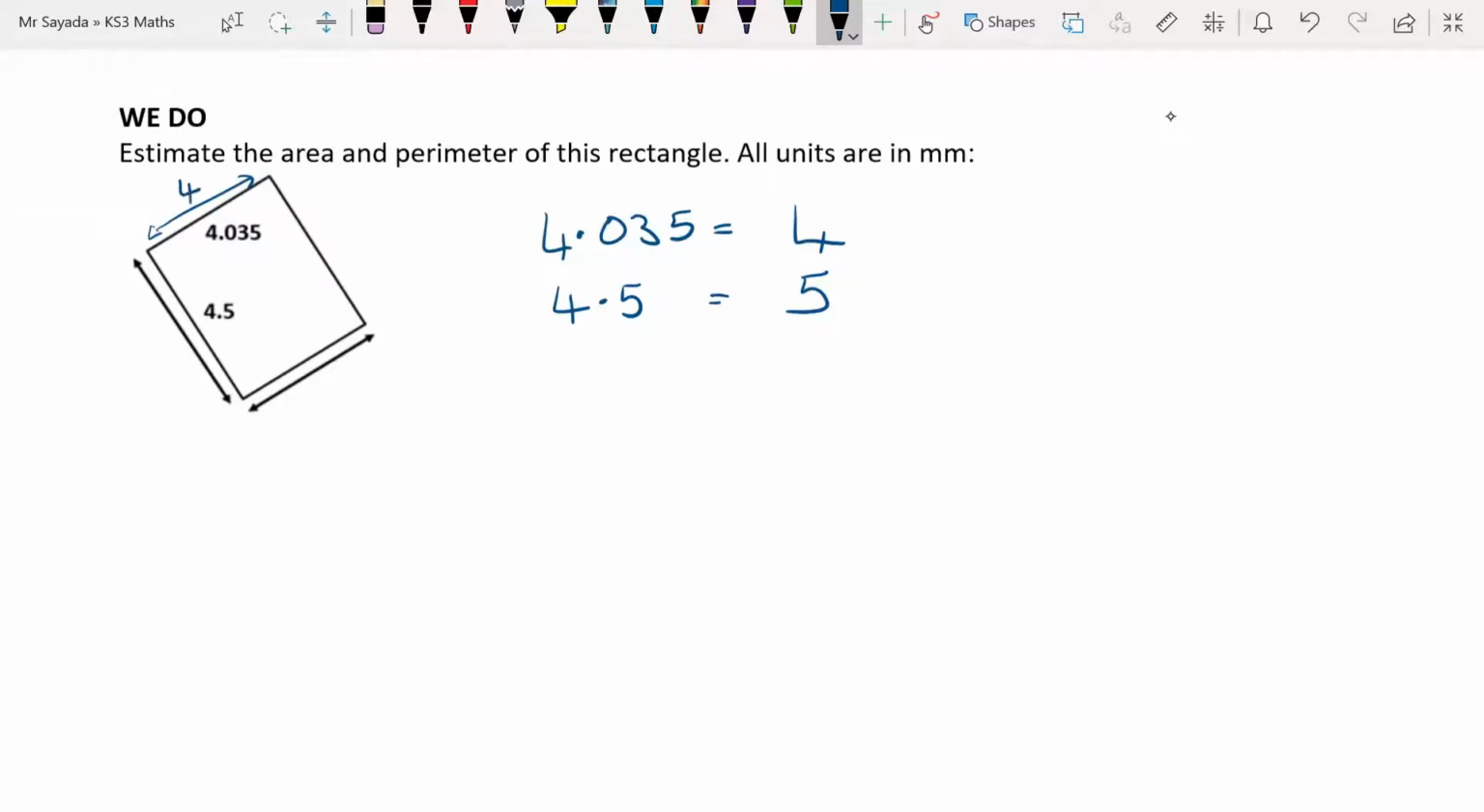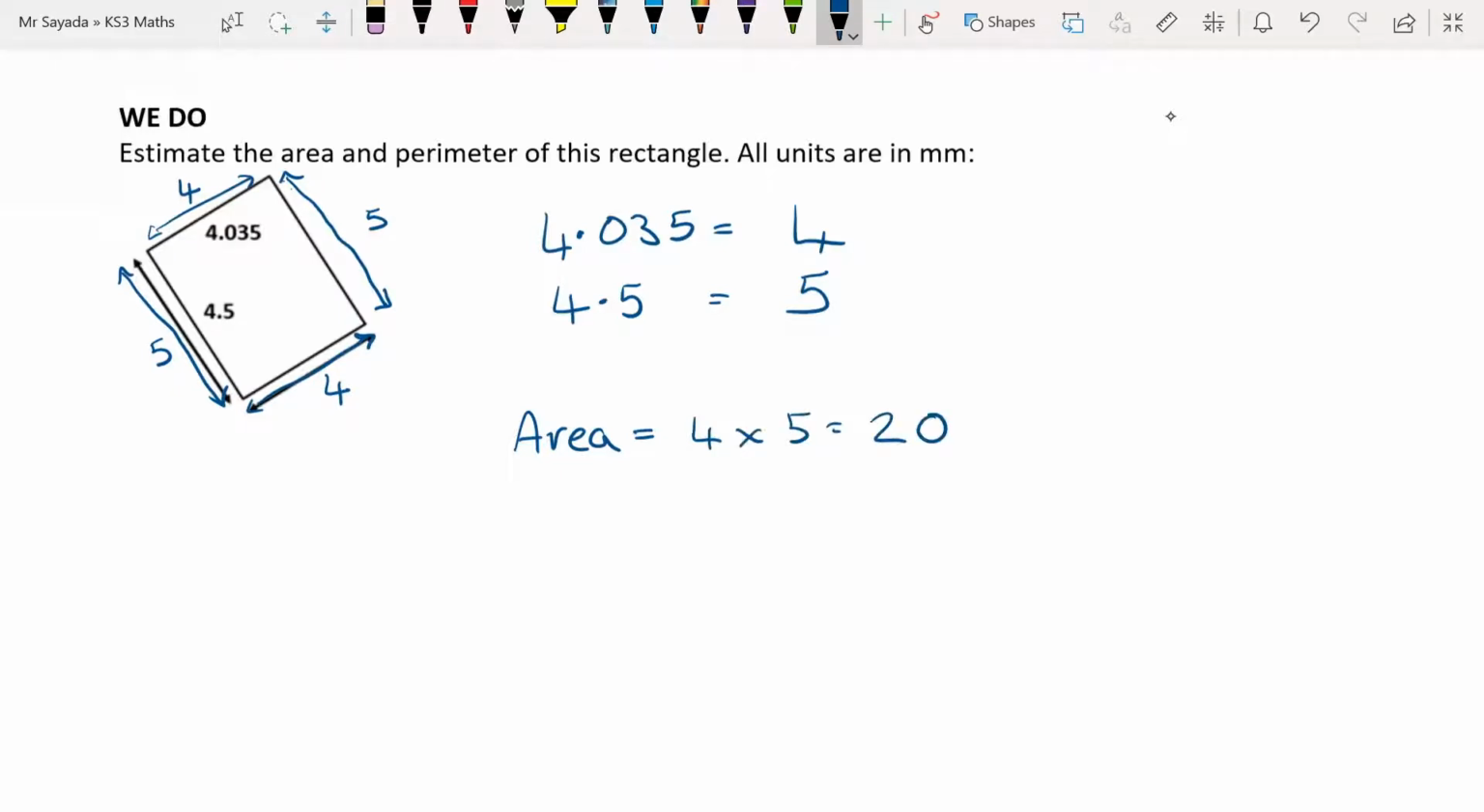You should have said 4. What's this side over here on the other side? Say your answer to the video. Also 4. What's this length over here rounded to the nearest integer? Say your answer to the video now. You should have said 5. And what's this length over here? Say your answer to the video now. You should have said 5. Therefore, the area will be what? Say your answer to the video now. You should have said 4 times 5, which is 20.